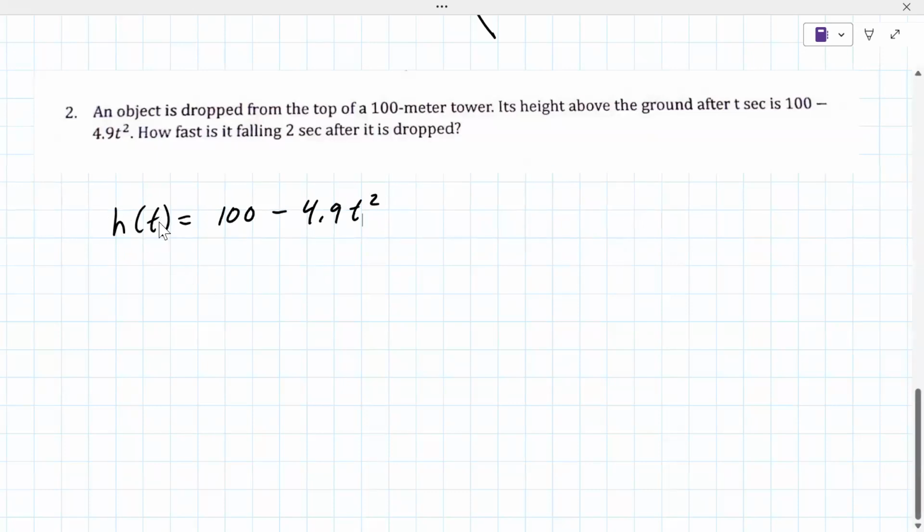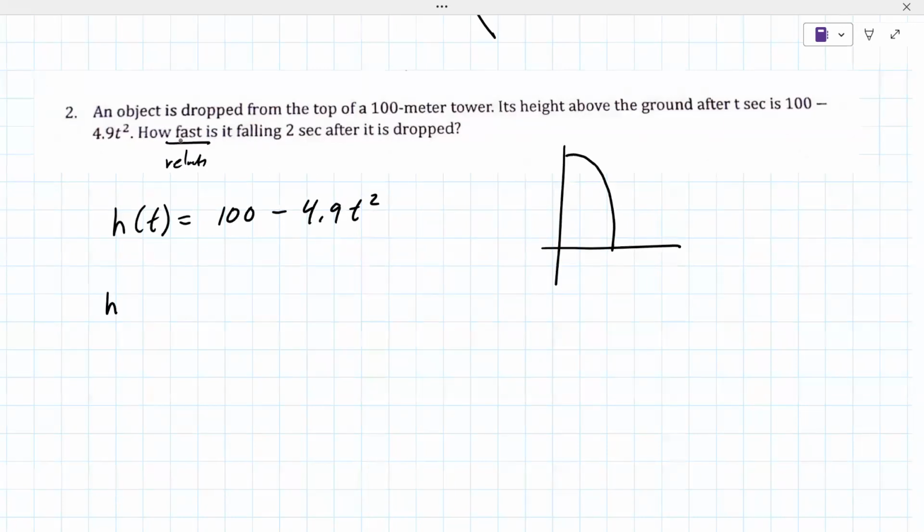It says the height as a function of time is 100 minus 4.9 t squared. So that means if I give you a time, we can figure out the height. Graphically, it looks like this. Comes down, hits the ground as a parabola, U-shaped. Now we're wondering how fast. Fast refers to speed, velocity. That is the derivative here.